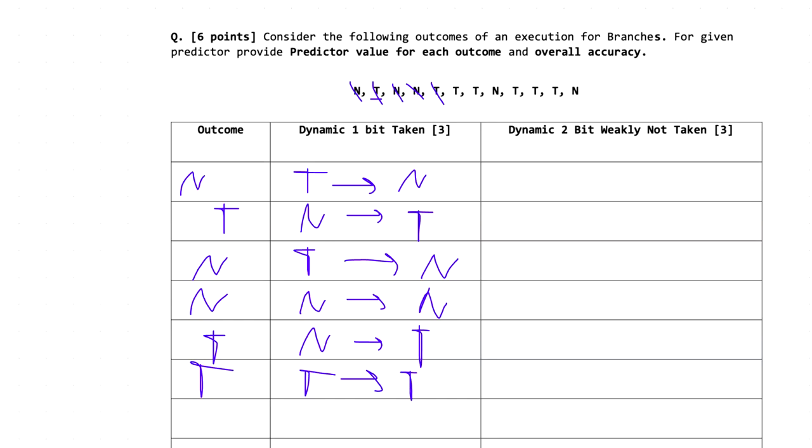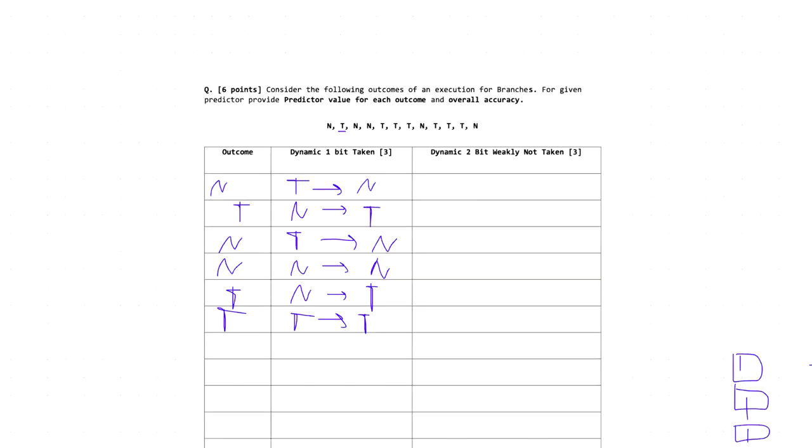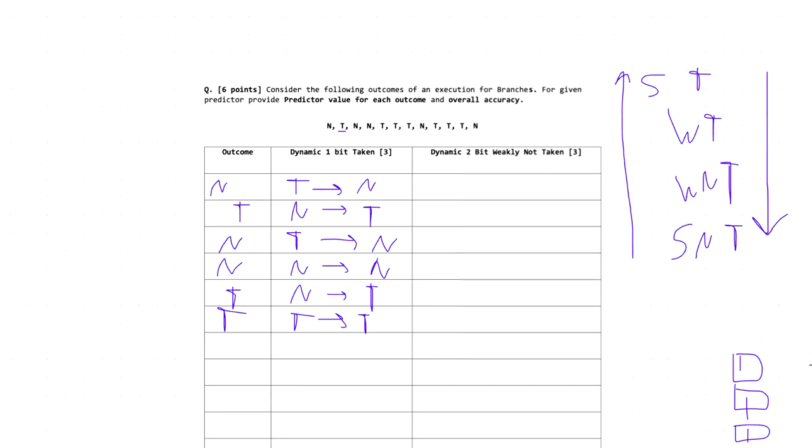Dynamic 2-bit, on the other hand, is like that automaton that we think of before, right? Strongly taken, weakly taken, weakly not taken, strongly not taken. If you have a taken outcome, it brings you up. If you have a not taken value, it brings you down. So we're starting out at weakly not taken. What is our outcome? Not taken. That brings us down the chart to strongly not taken.